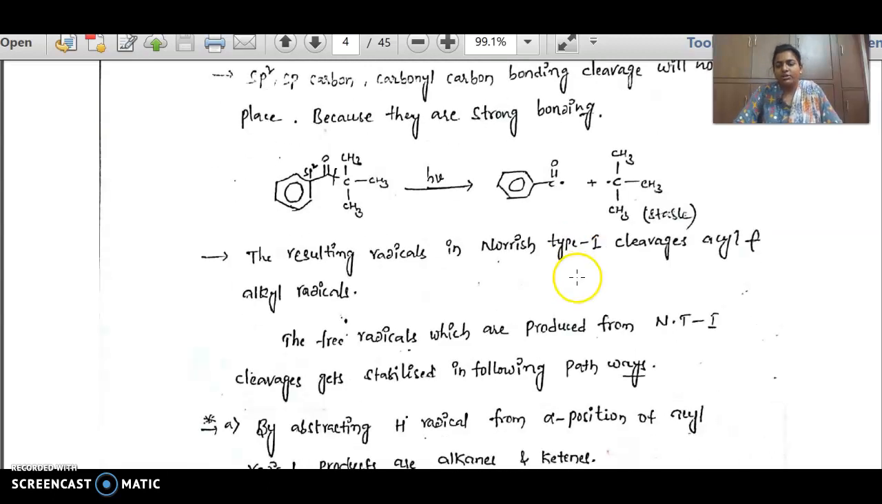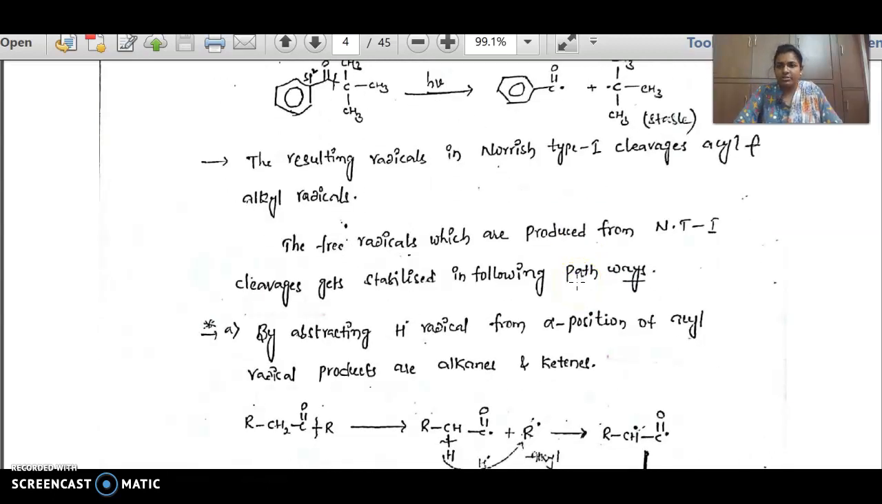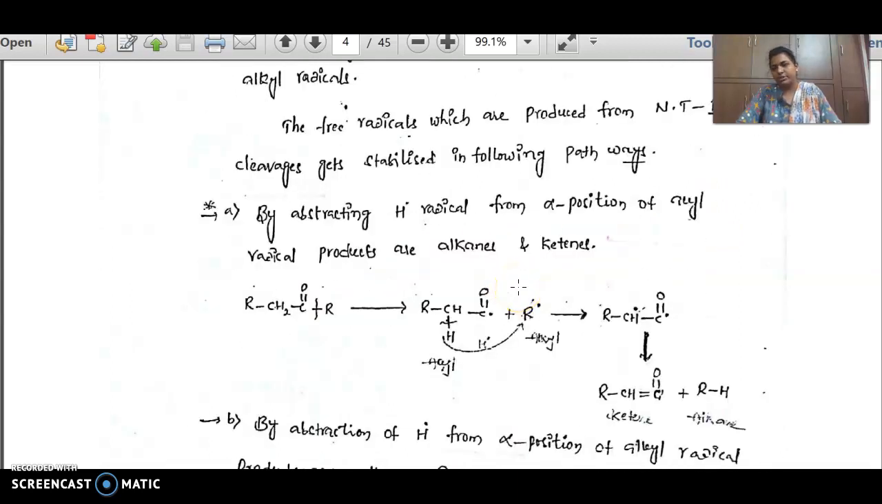Then whatever radicals are formed, they are stabilized in different ways. The resulting radicals in Norrish type 1 cleavages are acyl and alkyl radicals. The radicals which are produced from Norrish type 1 reaction cleavages get stabilized in the following pathways. Those are the radicals formed after the cleavage. After the cleavage we have different possibilities, different pathways to stabilize the radicals.